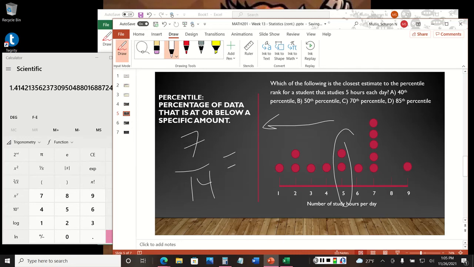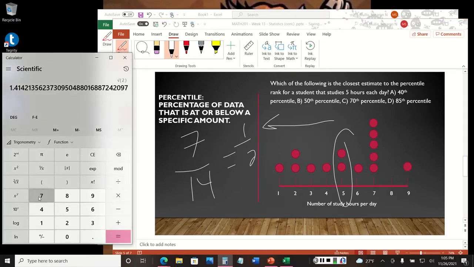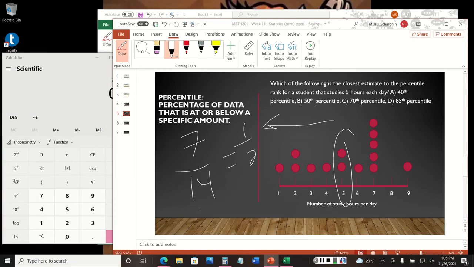Just based off of that, we can break that down to 1/2, or you can go into your scientific calculator and turn this into a decimal, which you take 7, the numerator, divided by the denominator, 14, which gives us 0.5. And we know making a decimal into a percentage, it's 50%. Since we know that's 50%, our answer is going to be the 50th percentile. So that's how you figure out what the percentile is. And just remember, the percentile is the percentage of data that is at or below a specific amount.